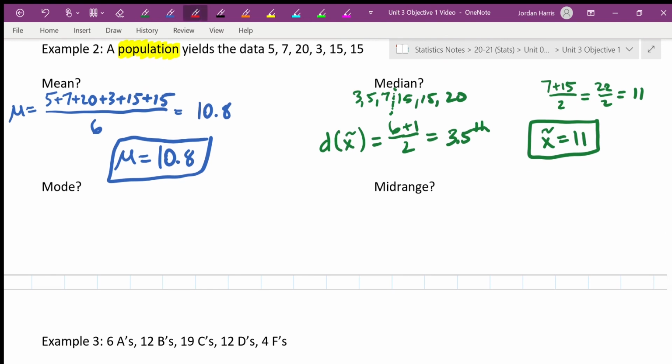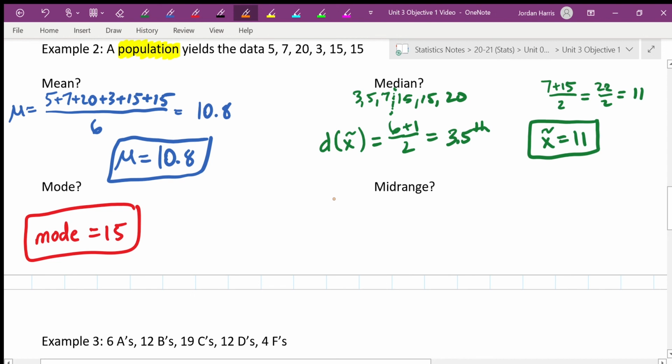All right, then we get to the mode. Which one occurs the most? 15. Done. Should be your easiest one every time. Mid-range, lowest plus highest, divided by 2. So we get 23 divided by 2, which is 11.5. So my mid-range is 11.5.